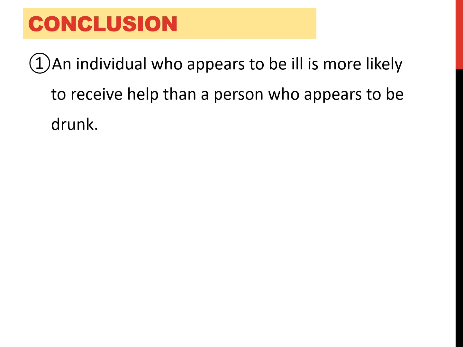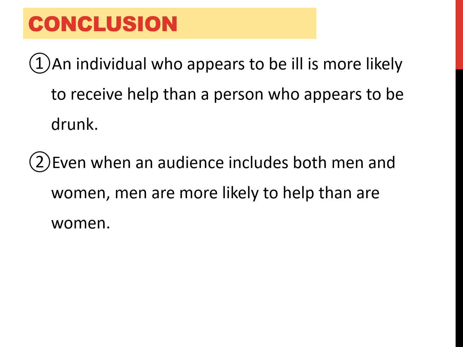Okay, so the conclusion of the study, first one, in terms of the types of victim, yang ill is more likely to be helped compared to the drunk, okay? So individuals who appear to be ill would receive more help than those who appear to be drunk. And then in terms of gender, men are more likely to help than women in this case lah. So it's not generalizable to other types of emergency. For this kind of emergency in the subway where the participant fainted, men are more likely to be helpful compared to women.